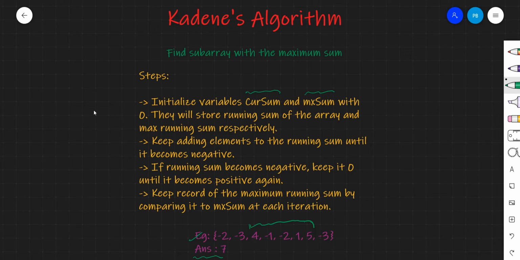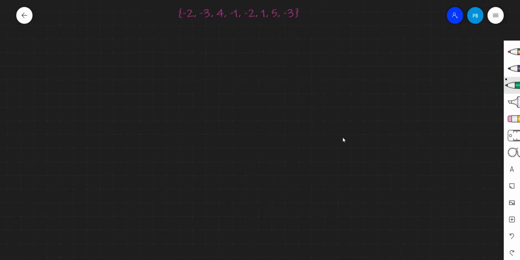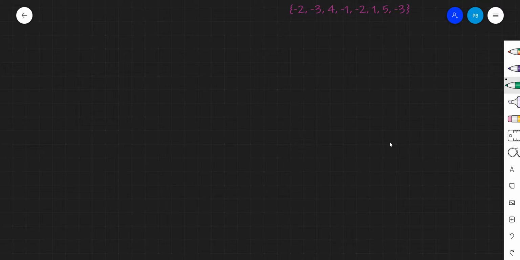So let's do a dry run on our example. This is our example here, and we just need to keep track of two variables. First one is cur sum, and the second one is mx sum. This shows the running sum, and this shows the maximum of the running sum. Both of them are 0 initially, and now we will go to the first element, -2. So this will be added, -2. Now cur sum becomes negative, so this will become 0 again, and mx sum will remain 0 because the maximum of 0 and 0 is 0.